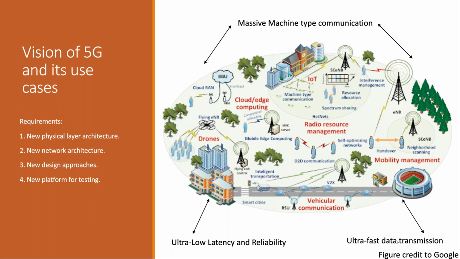So what are the new requirements of this? First will be a new physical layer architecture. From baseband generation to receiver reception, we will have new system modeling, architecture modeling, and a new network architecture. It's not going to be just a physical layer. It's going to collaborate from the physical to the application layer. Then new design approaches for ensuring quality of service.